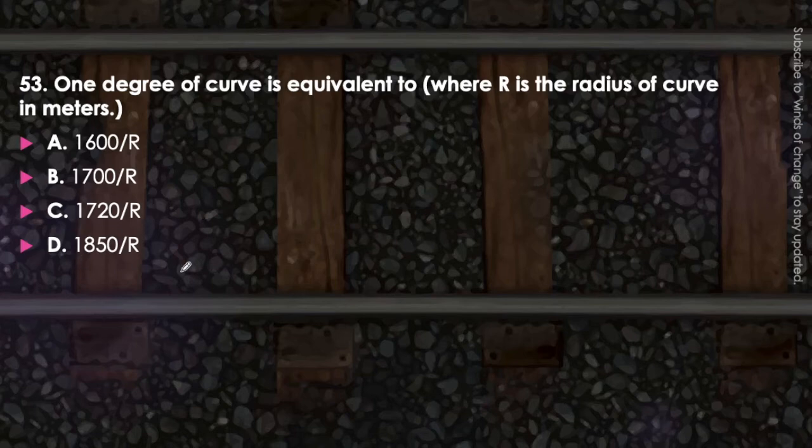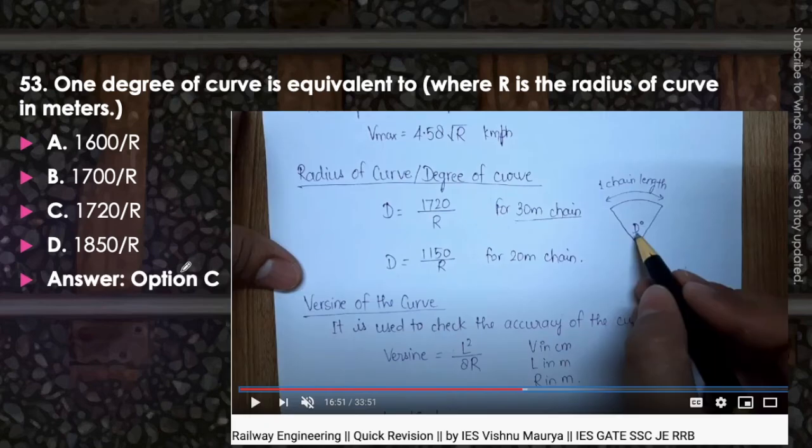What will be the correct answer? It is an easy question from the geometric design of the railways. The answer will be option C, that is 1720 by R. For a 30-meter chain, this degree of curve can be denoted by 1720 by R. If we are using a 20-meter chain, then it will be 1150 by R. So memorize it, it is very important.